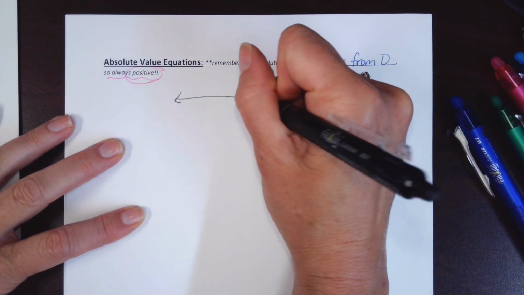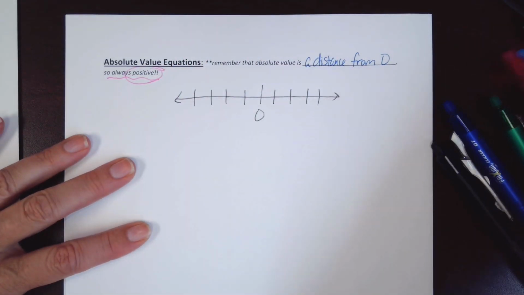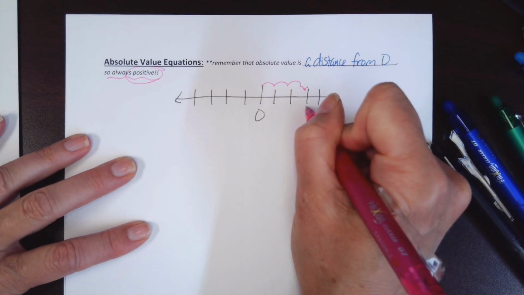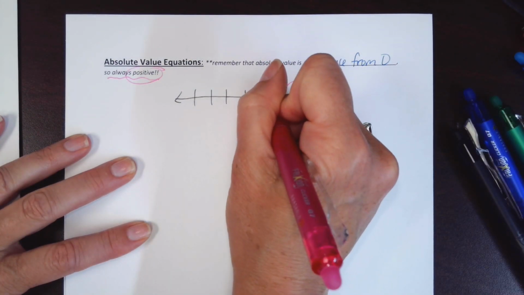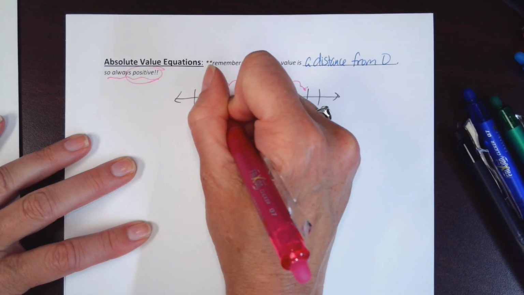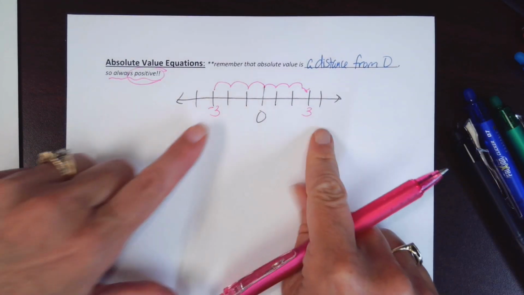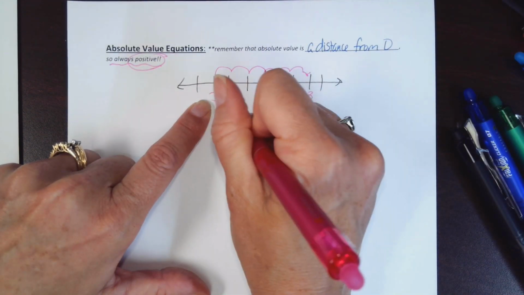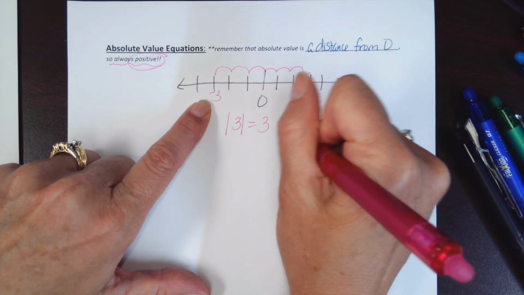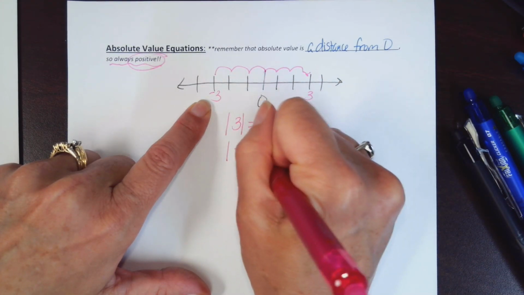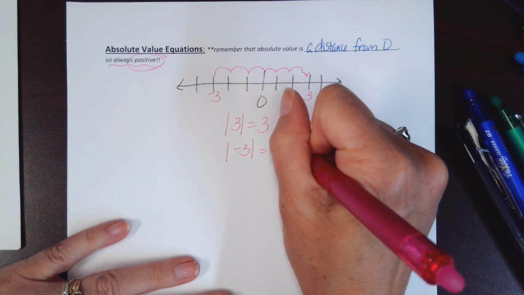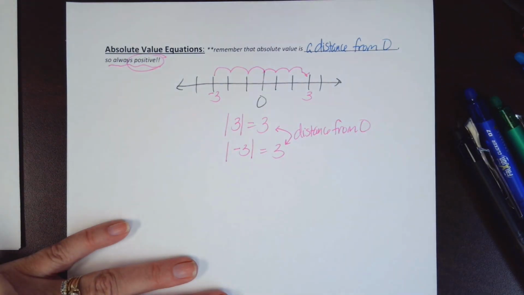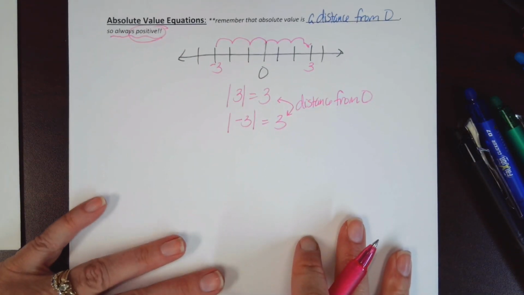If I've got a very basic number line, if I leave 0 and I move to the right 1, 2, 3 hops, I'm at +3. If I move from 0, 3 hops to the left, 1, 2, 3 hops, I'm at -3. Both of these values are the same distance from 0. So I would say that the absolute value of 3 is 3, and the absolute value of -3 is also 3, because that is the distance from 0. Anything inside the absolute value bars comes out positive.